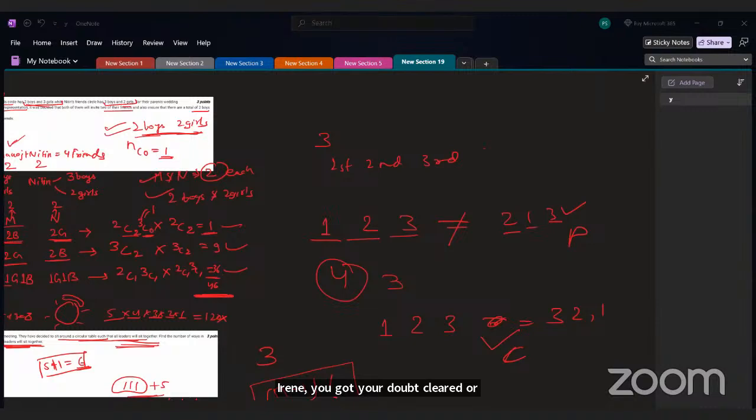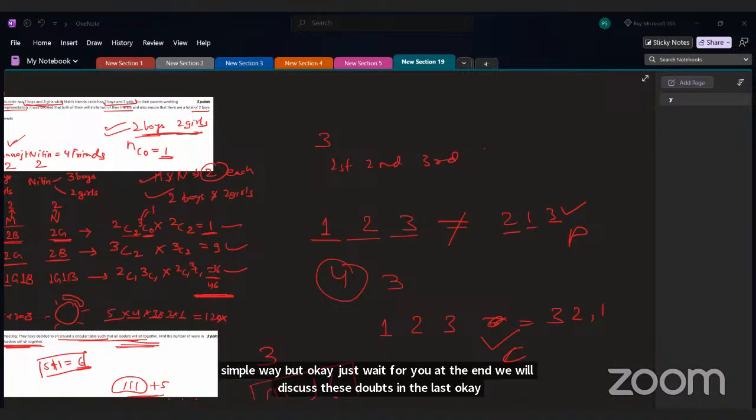No, sir, I am not able to understand where we need to use permutations. Okay, so let's first solve the mock questions, then we will explain. Where order is important, we have to use permutation. Yeah, in a simple way, but okay, just wait for the end. We will discuss these doubts in the last. For now, we are switching to the third question.